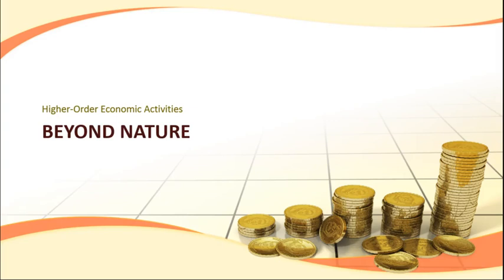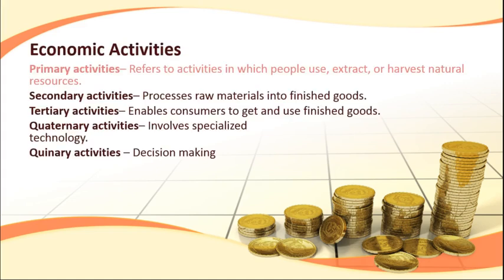Today, what we want to talk about are the higher order economic activities. So these are the things beyond just collecting resources out of nature. We've already talked about the primary activities, right? And this is where you are using, extracting, harvesting natural resources. So what we want to do is identify the activities that go with processing, selling, services, all of that.